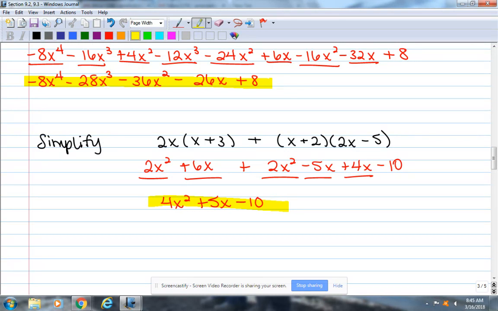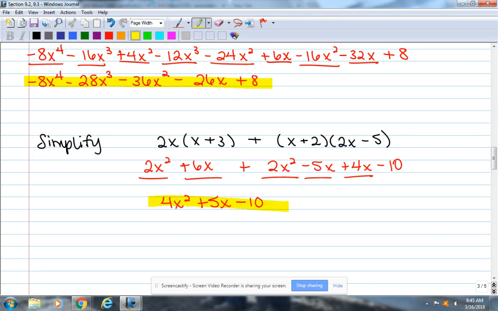Any questions? Yes. Negative x times negative 5. I did, okay. Ignore this part. X times 2x is 2x squared. X times negative 5 is negative 5x. 2 times 2x is 4x. 2 times negative 5 is negative 10. Binomial times binomial. So that's just putting it all together.